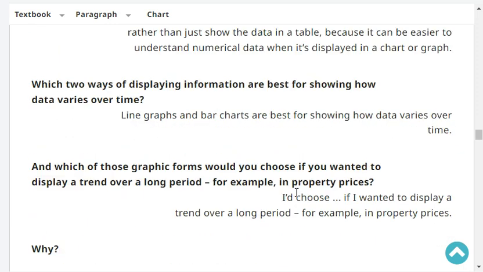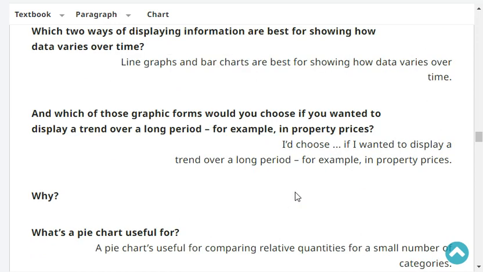Which two ways of displaying information are best for showing how data varies over time? Line graph and bar graph are best for showing how data varies over time.